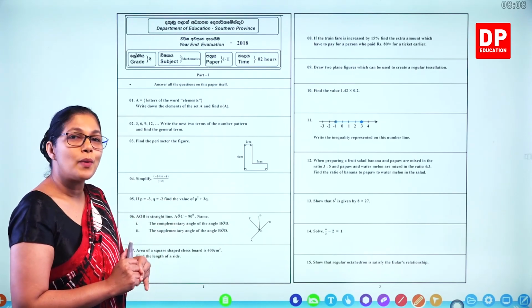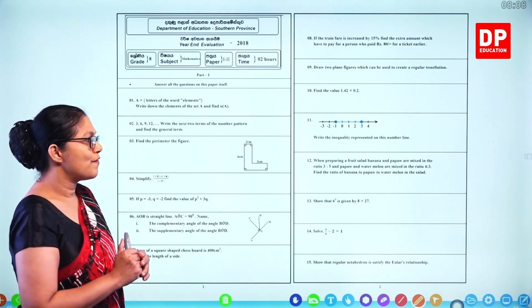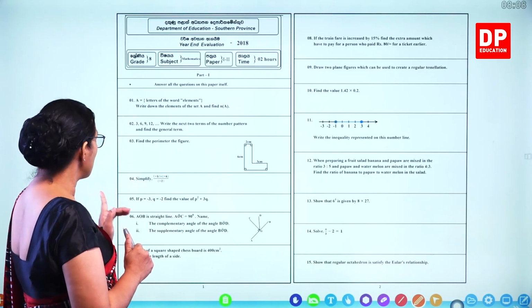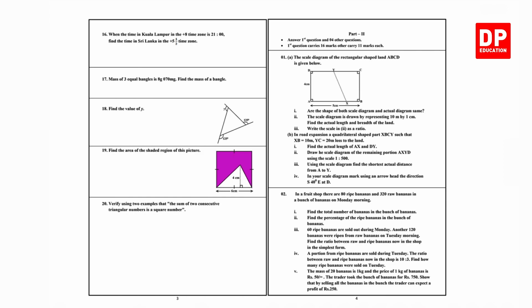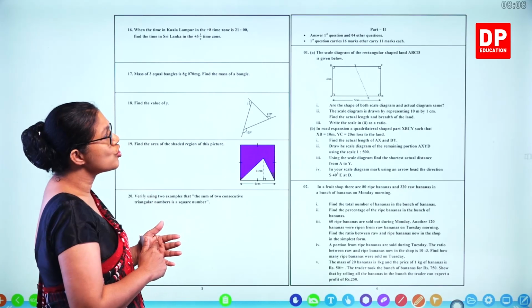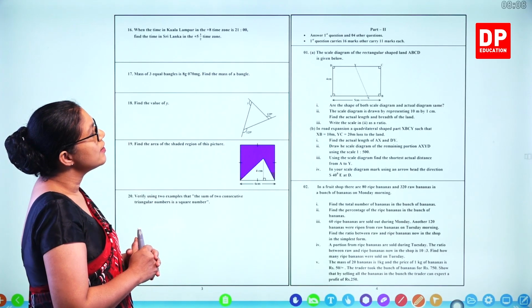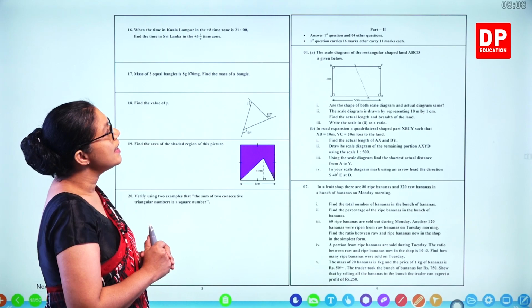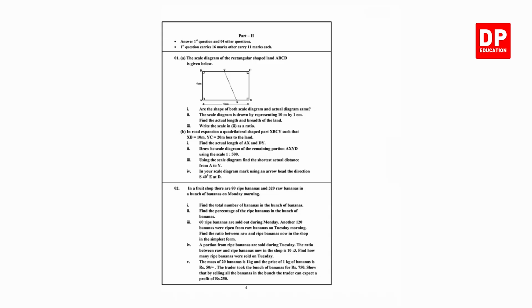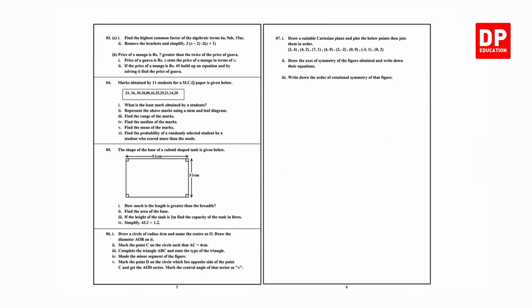In part 1 you get 20 short questions and each question is worth 2 marks. So you get questions 1 to 7, then 8 to 15, questions 16 to 20, and then you get part 2. Part 2 says answer the first question and 4 other questions. The first question is worth 16 marks and the other questions are worth 11 marks. So question number 1, 2 and then 3, 4, 5, 6 and on the last page you get question number 7.